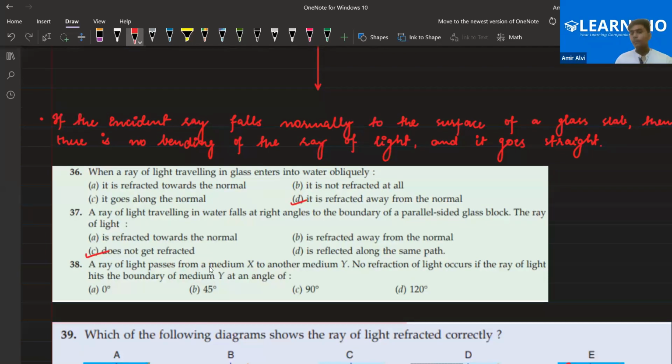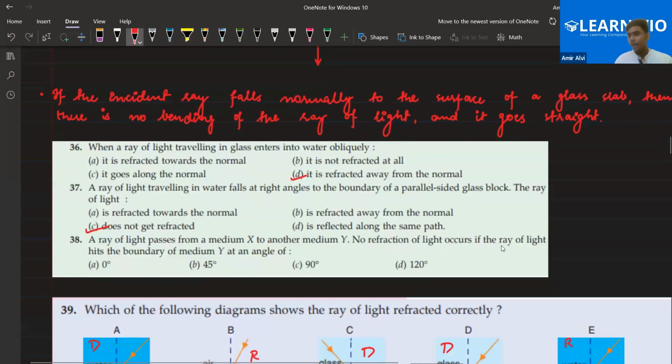Next: a ray of light passing from a medium X to medium Y. No refraction occurs if the ray of light hits the boundary of medium Y at an angle of. Now tell me the angle. Everyone, tell me in the chat. Okay, Junaid. Arish, what's the angle?